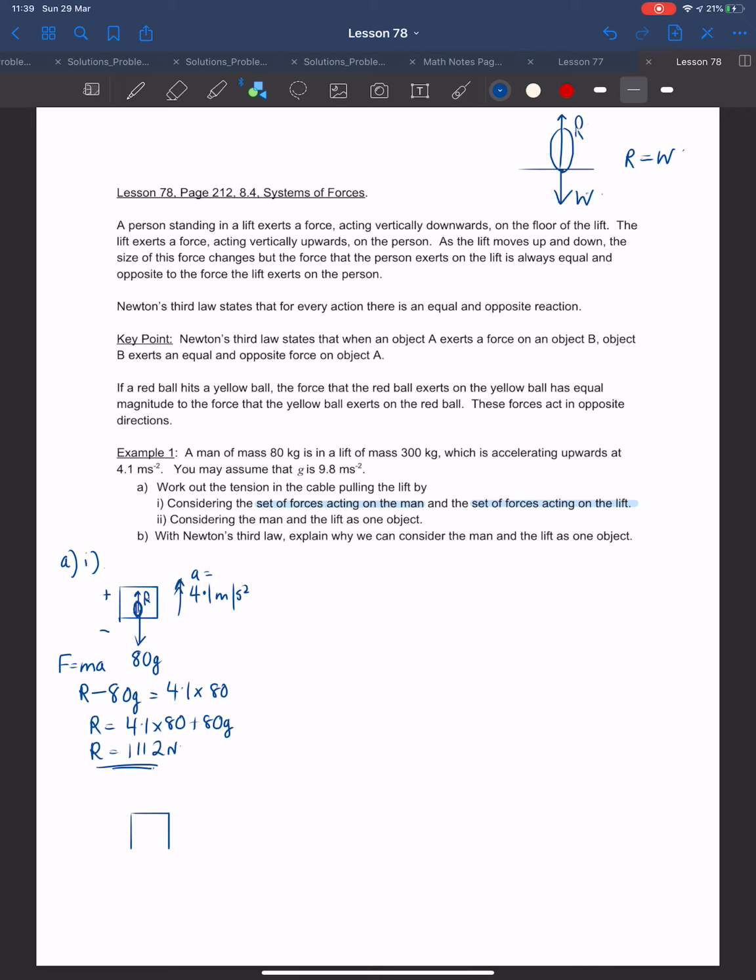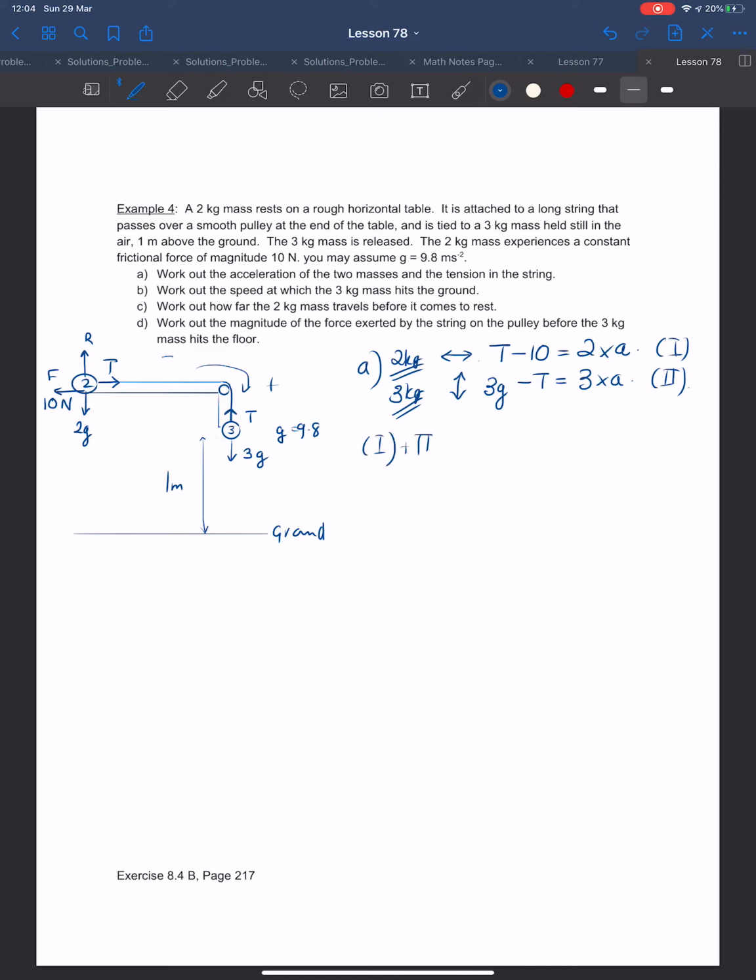Okay, call that equation 1, that one equation 2. Do equation 1 plus equation 2. We will get, again, like we had before, the T's will cancel. So we've got 3 G's, which is 3 times 9.8 minus 10. And that's going to be 5 A's, because we've got 2A plus 3A on the right-hand side there.